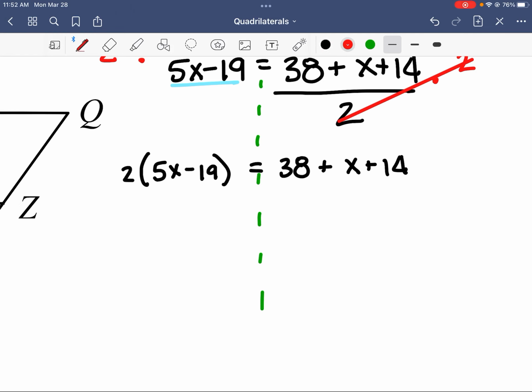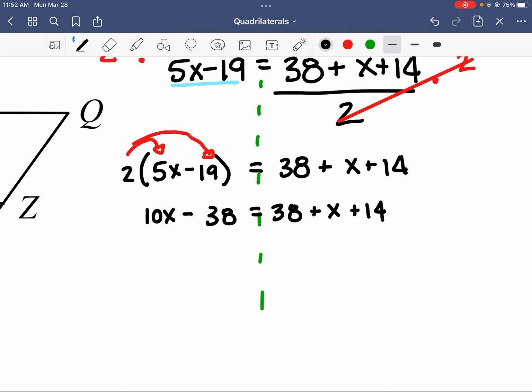Well, now, I don't like these parentheses. So what I'm going to do is get rid of it by distributing. Because the 2 is multiplying with all this, right? So I'm going to go ahead and do what it wants and multiply it out. So 2 times 5x is 10x. And then 2 times negative 19 is negative 38. My equal sign comes down. My 38 comes down. X and 14.